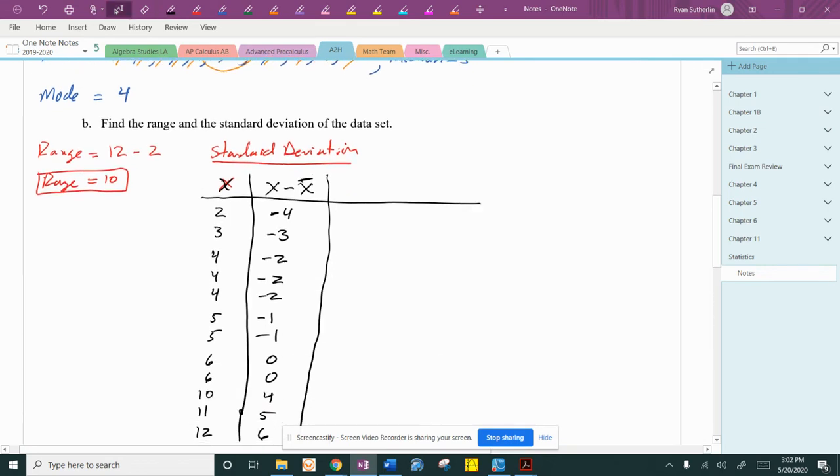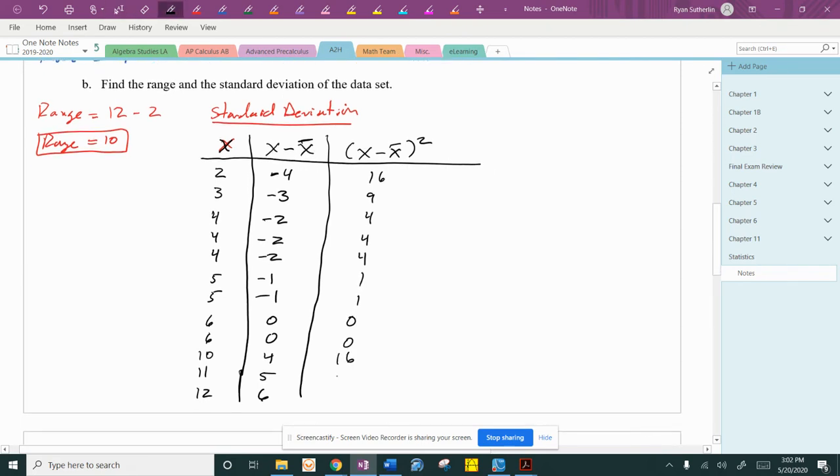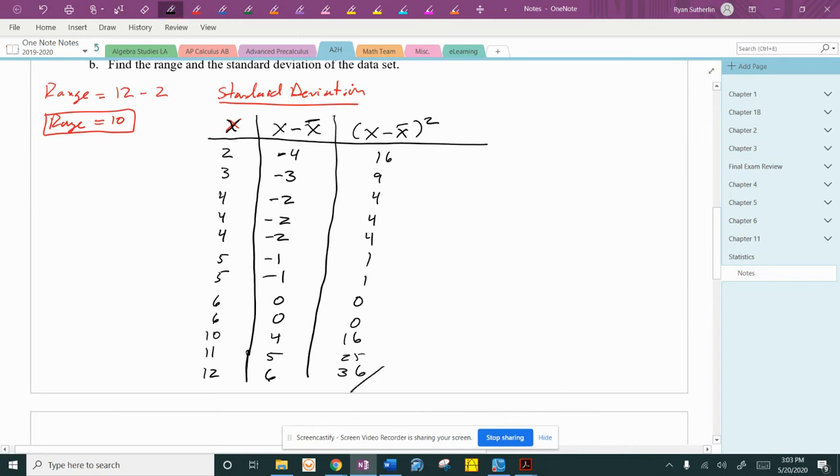Now, what does our formula say we're going to do with all of these deviations? Well, we square them. So the next thing I'm going to do is take these and square each of these. So 16, 9, 4, 4, 4, 1, 1, 0, 0, 16, 25, and 36. Now, what we're going to do next is we're going to add all of those up. And if I add all those up, that means I get 116.